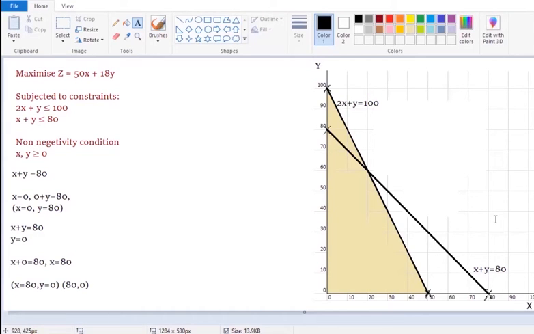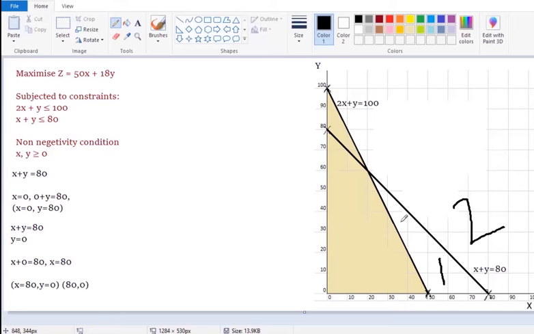Now I need to find out the region. So this line has got 2 regions. This is region 1 and this is region 2. Now I need to find out to which region this x plus y less than or equal to 80 belongs to. So whatever is below this particular line is coming under region 1.